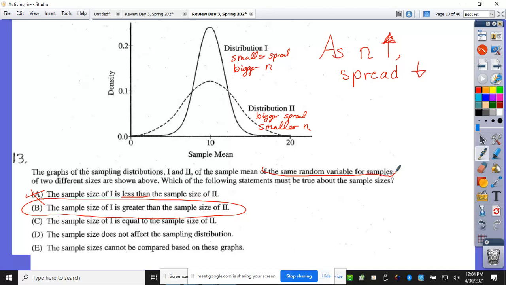So going back up here, as n increases, what happens to our mean? What happens to our center? What happened to our center here? It doesn't change. Nothing. It does not change. Our center is our center regardless.